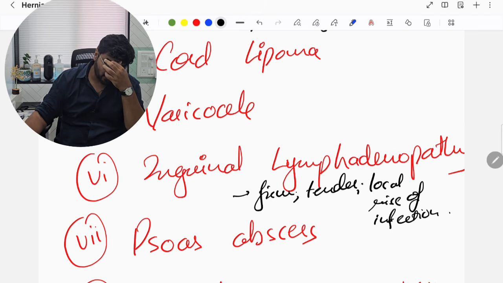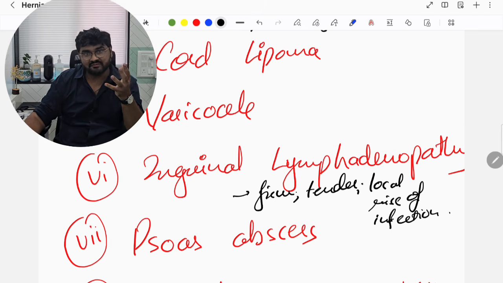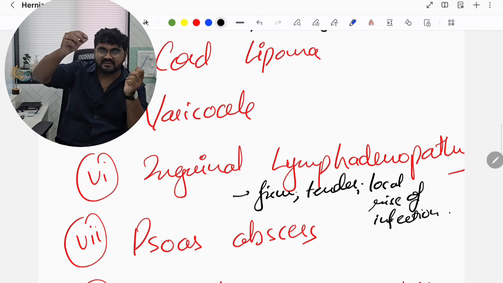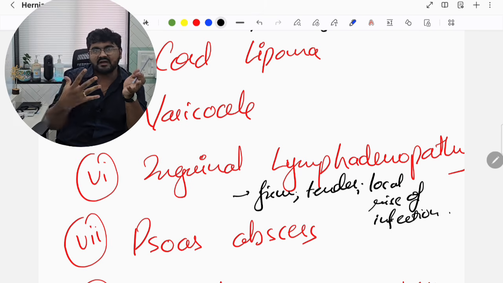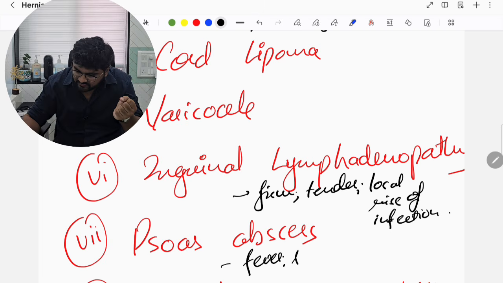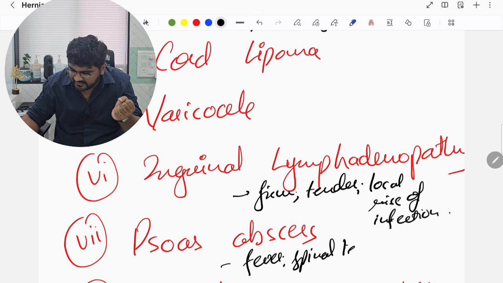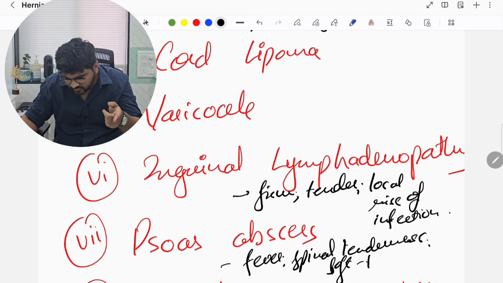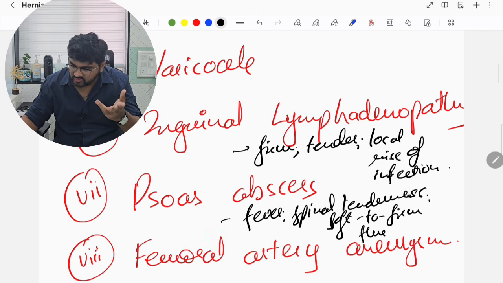Another differential is psoas abscess. Psoas abscess, though it is rare, can be secondary to Pott's spine. Say the pus trickles down, it becomes a psoas abscess and can come out as an inguinal swelling. So again, there will be fever associated, there will be spinal tenderness in this patient, and this swelling would be soft to firm, fluctuation will be present because it is an abscess, right? So you will have to keep this in mind as well.